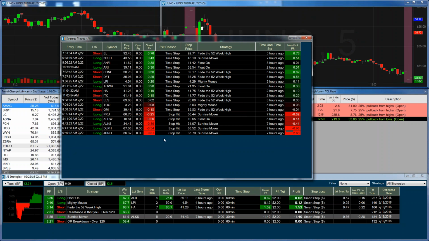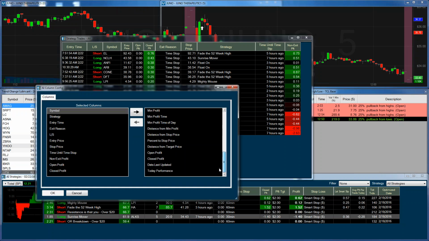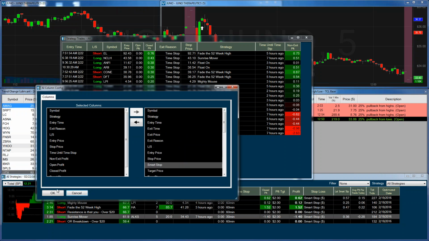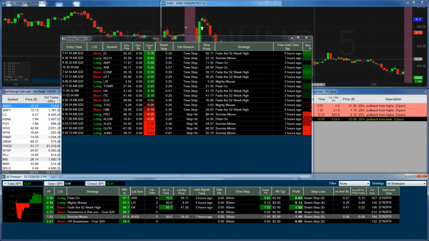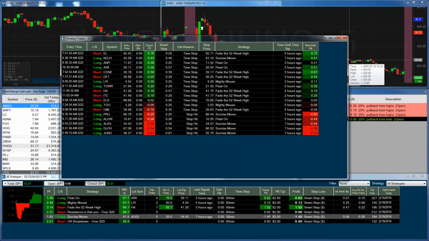You'll see a column called Smart Stops. Well, that's a stop that's configured for each stock by the AI window engine, taking into consideration the daily volatility, the daily range, near-term resistance, near-term support, a lot of different filters going on behind the scenes to derive that smart stop. And on those losing trades this morning, the smart stops were enabled early and saved a lot of headache, by looking at that non-exit P&L down there at the bottom.